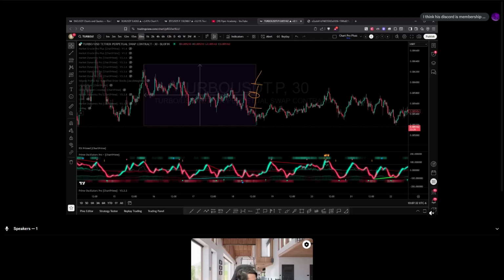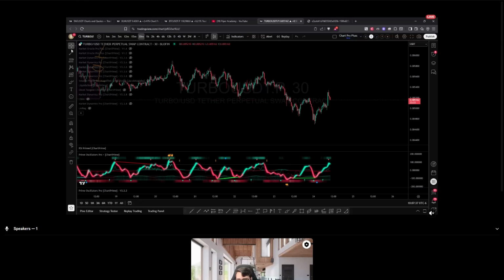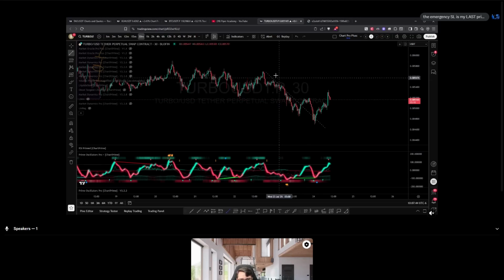All right, so I think that would be it for today. Let me just go at the bottom here and let's do one analysis. For example, right here, do we have a trend line? Yes, we have this trend line. Can we draw another trend line? Yes, we can. Let's do it right here.